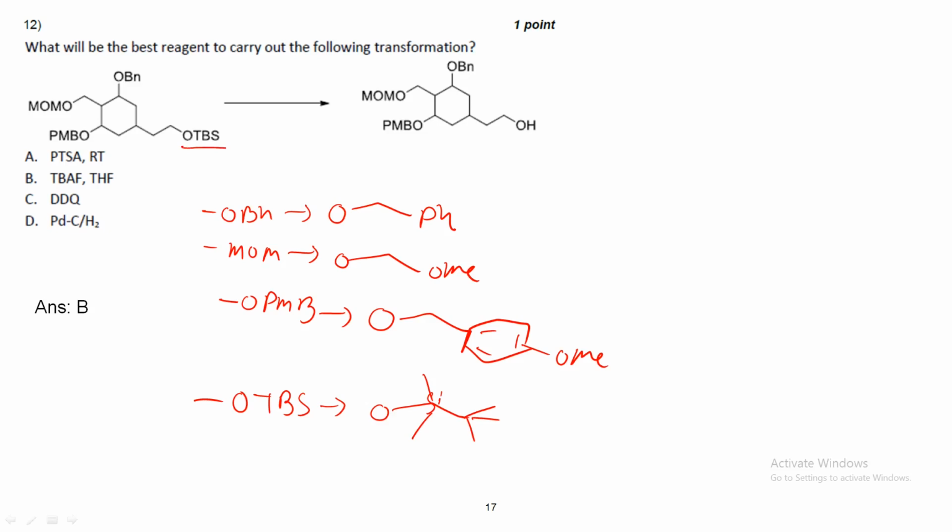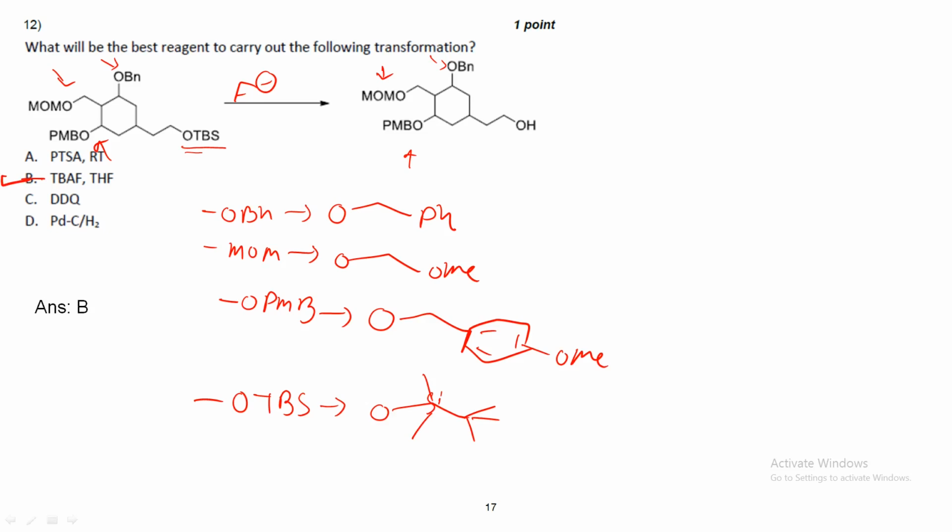Now we just want to selectively deprotect the TBS only, and we want to keep the other things intact. So how can we do that? Today's lecture is mainly focused on these things only. F minus can just do this, because F minus can selectively clip the oxygen silicon bond. If you check other options, here acidic condition is used, so B should be your answer to deprotect this.